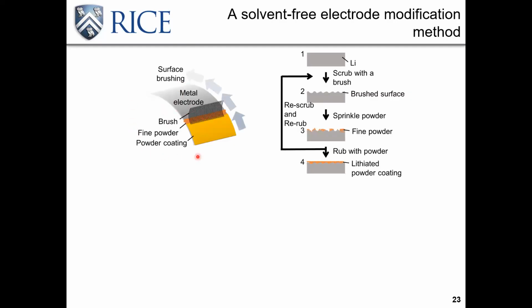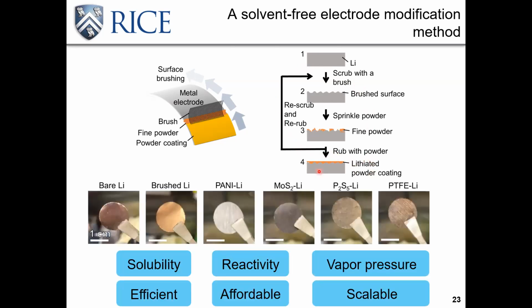As you can see from the scheme, we propose a solid brushing method to coat the metal electrode by using fine powder as the additive. At first, the surface is scrubbed with a brush to expose fresh lithium. Then the powder is sprinkled on the surface and rubbed against it to form the coating. This process is similar to oil painting on paper. Based on our method, a homogeneous coating can be achieved by repeating this process twice. The optical images of several powder-modified electrodes can be seen here, and some of them are homogeneous.